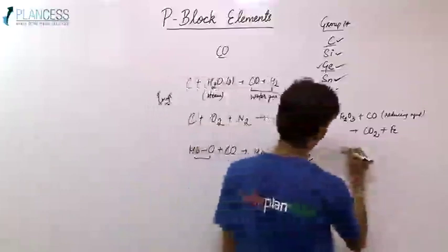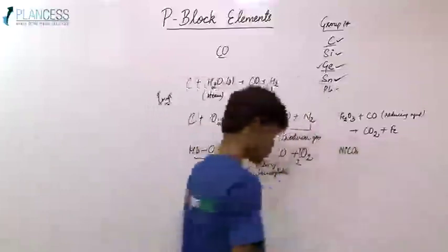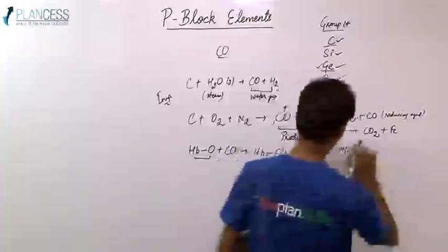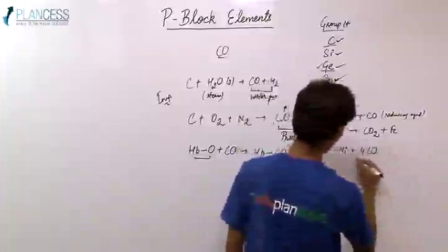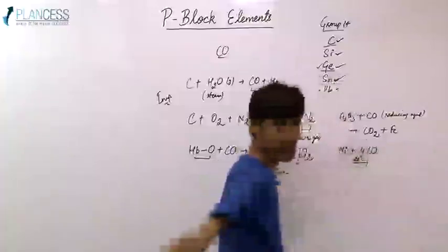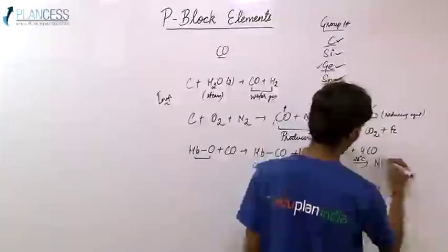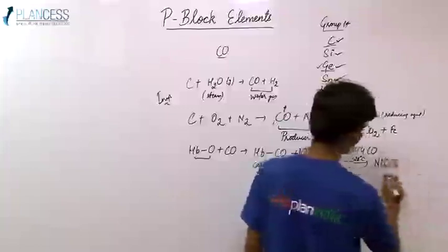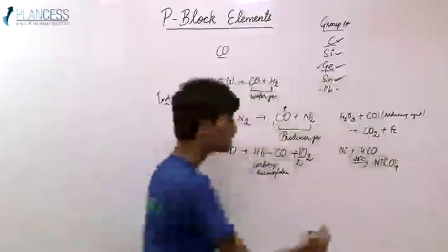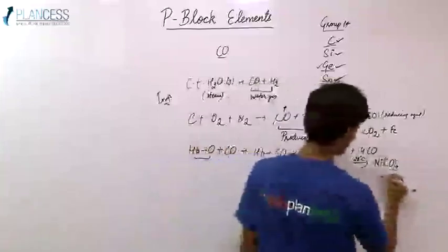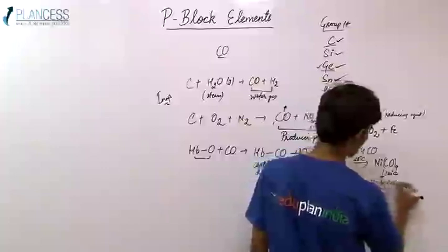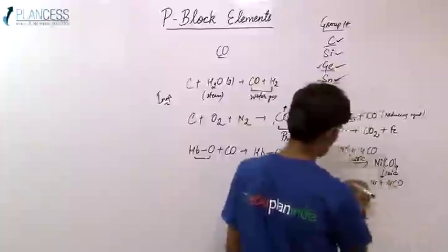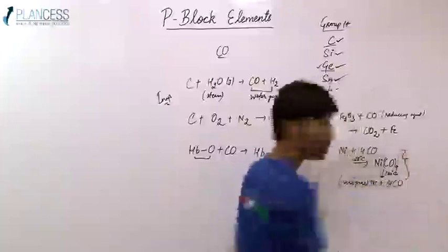So when Ni is reacted with 4 molecules of carbon monoxide at 28 degrees centigrade, or I should say room temperature, it produces Ni(CO)4, where CO acts as a ligand. When it is heated again to 180 degrees centigrade, it gives Ni plus 4CO. This nickel produced is very pure. And this process is known as Mond's process.